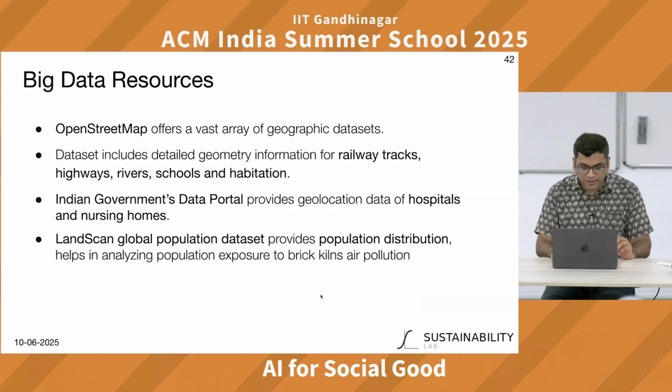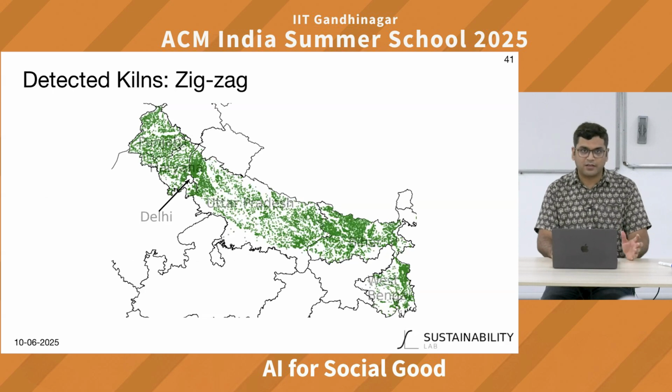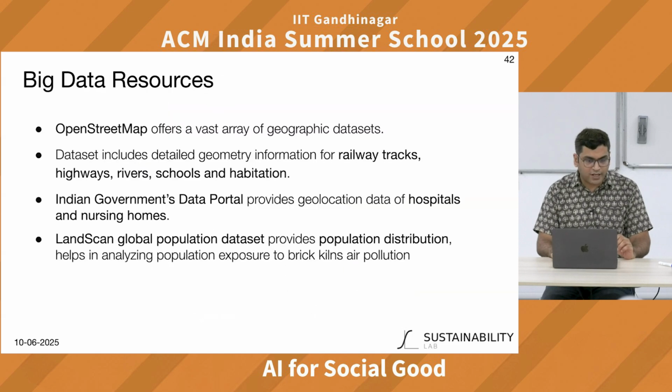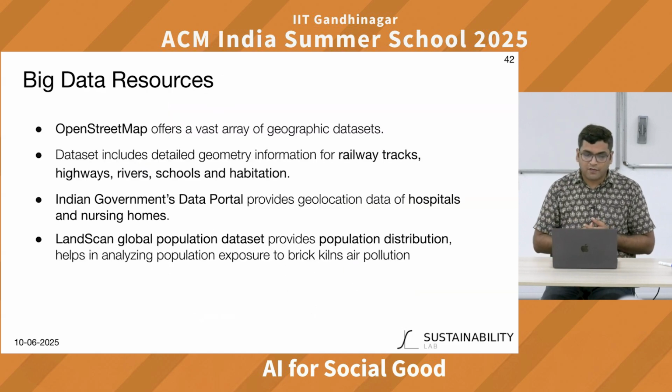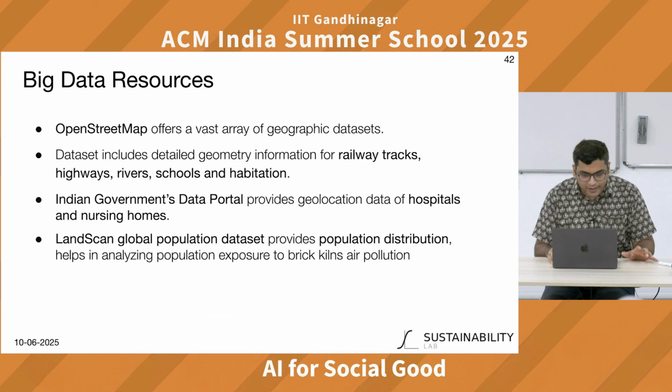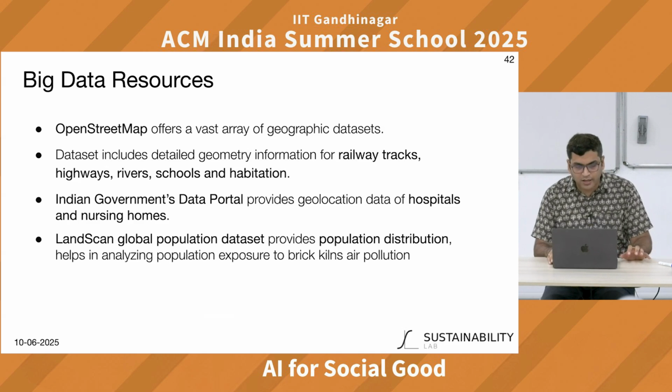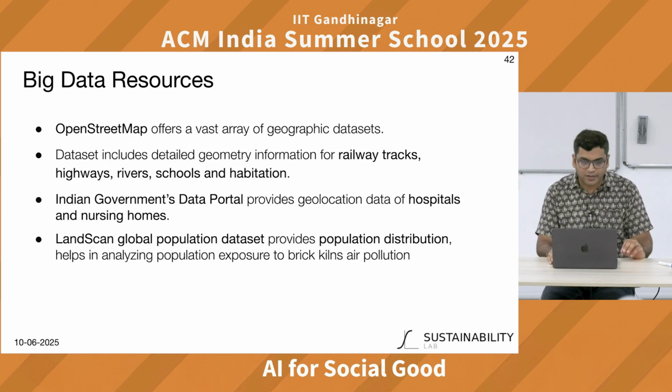So post this, we wanted to answer the compliance question. Which of these brick kilns are compliant as per the rules, which of them are not? In order to do that, we had to look at some other resources, like we looked at OpenStreetMaps. We looked at railway tracks, highways, rivers, schools, habitation. We looked at the hospital records, nursing homes. We also looked at the population data from Landscan. So all of them were required so that we could then tell how many of these kilns are violating certain siting rules.